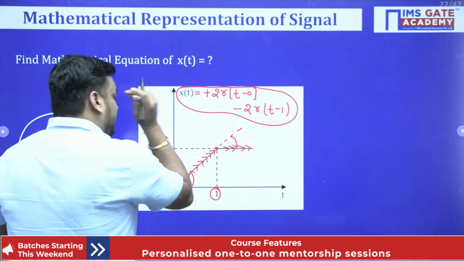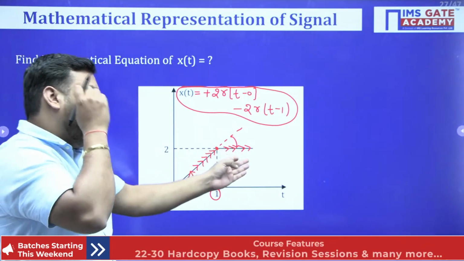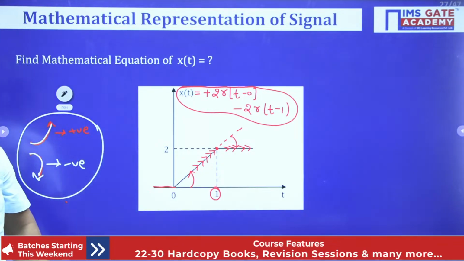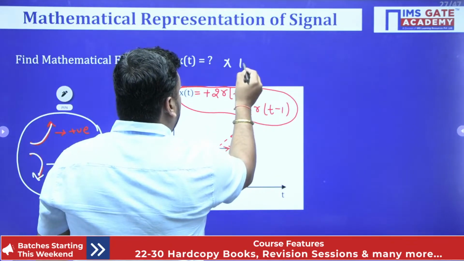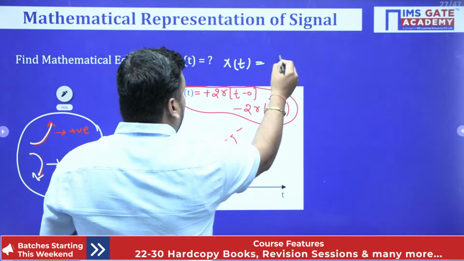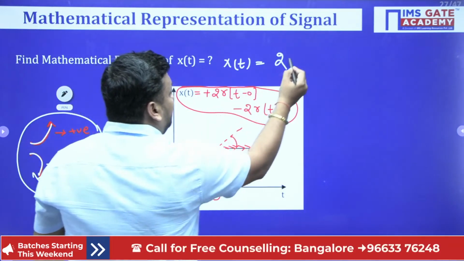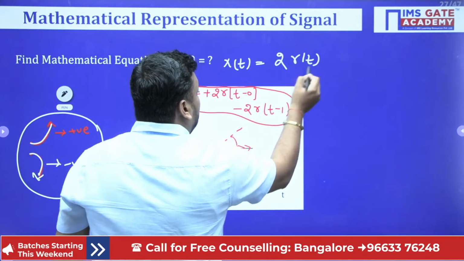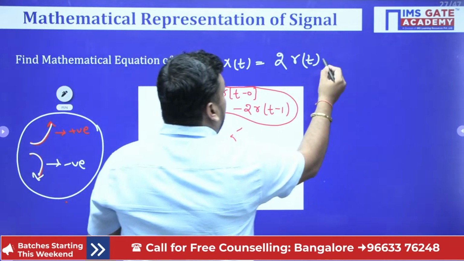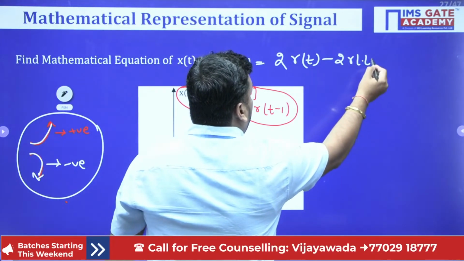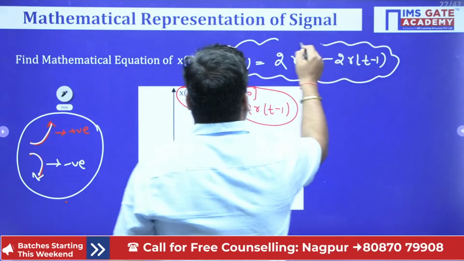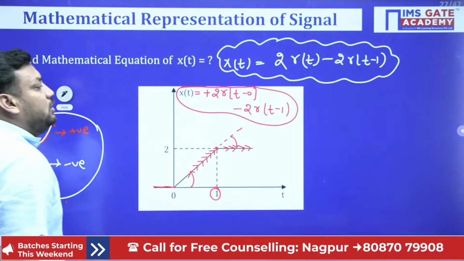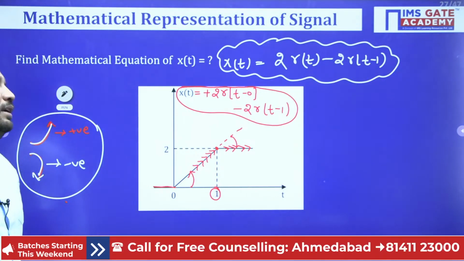Many students think that here a step nature should be written, but that is wrong. It is wrong only. So this is the only equation, guys. I am also writing it here in short form. I can simply write twice r(t minus 0), which is nothing but twice of r(t), and here I can write minus twice of r(t minus 1). So x(t) is equal to twice of r(t) minus twice of r(t minus 1). That's it.